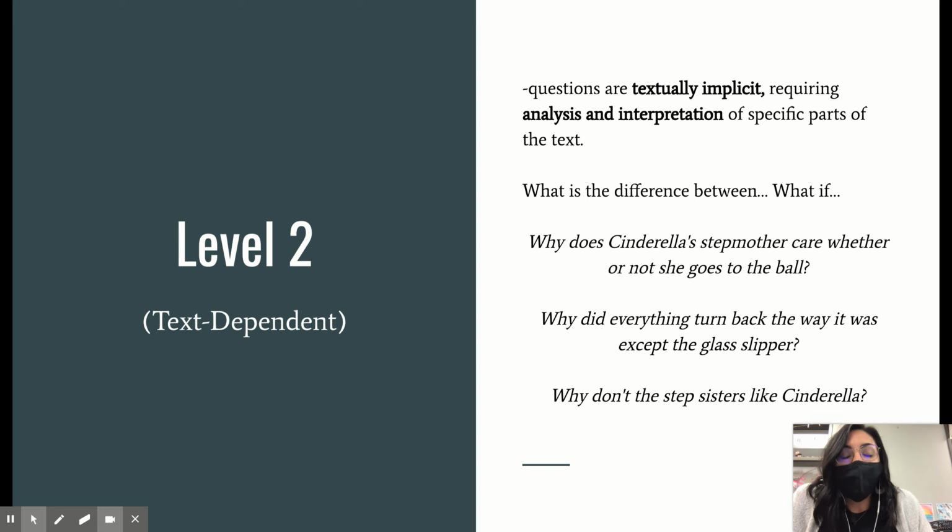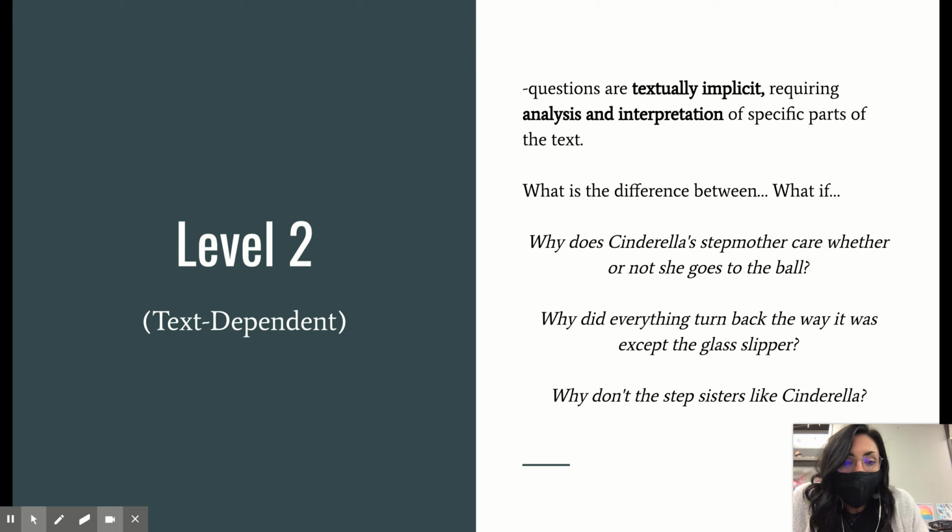The thing with these level 2 questions is there could be multiple answers, right? I could say, oh, she's jealous. And there's stuff in the text that would help me answer that question. Of course she's jealous, right? I could also say that she's a really good mother and she wants her daughters to have all of these opportunities. Those are 2 reasons that I could pull from the text. And it gives you an opportunity to discuss what is the most significant reason for her.